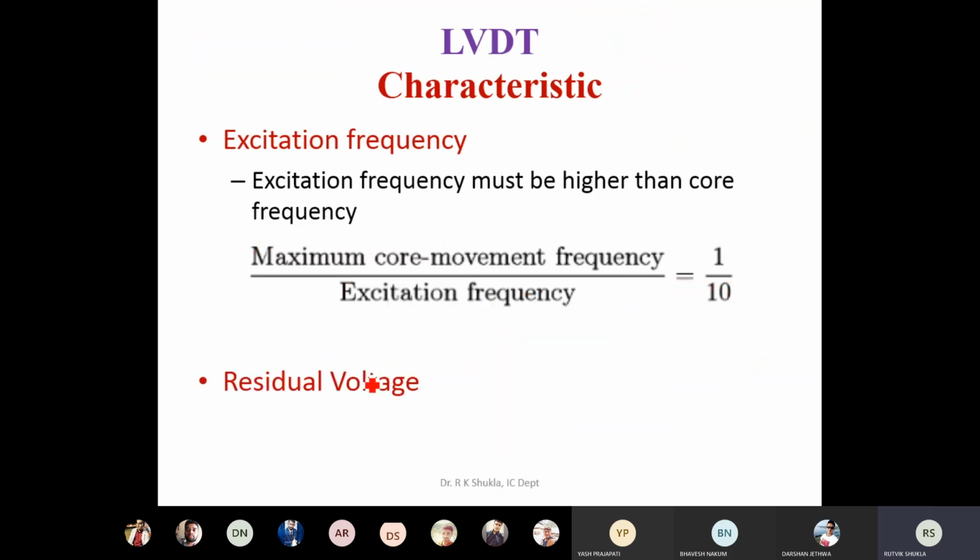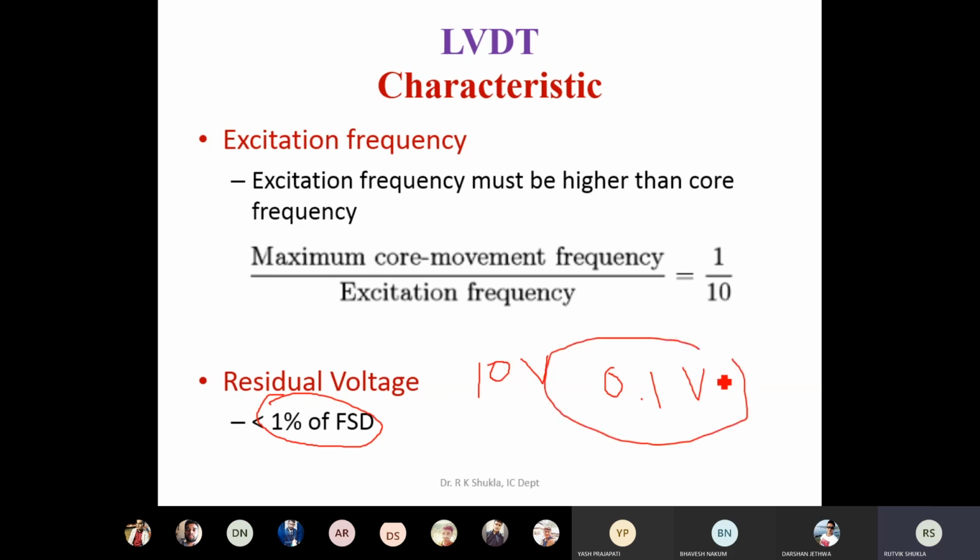Second thing is residual voltage. Residual voltage has to be lesser than 1% of full scale deflection. Clear? If your full scale deflection is 10 volt, then this should be lesser than 0.1 volt. That is the condition. The residual voltage means whenever you see the characteristic, in the null position, the voltage should not be greater than 0.1 volt. It has to be lesser than 0.1 volt. That is the second condition.